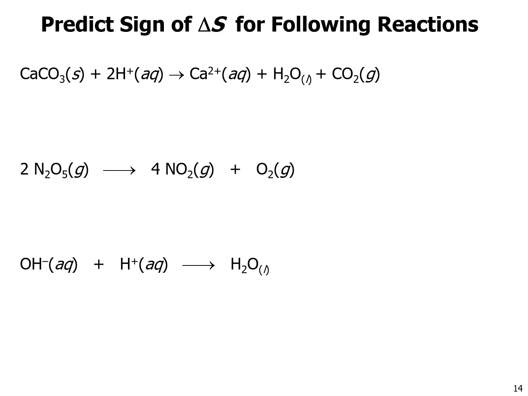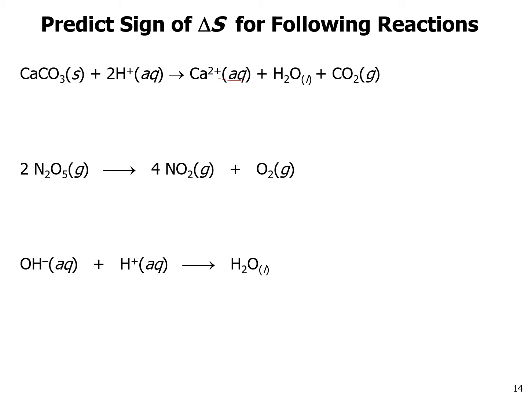Can you predict the sign of delta S for these reactions? In the first reaction, what do we have? We have calcium carbonate, which is a solid, reacts with proton, which is aqueous, changing to calcium ion, water, which is liquid, and carbon dioxide, which is gas. So this is a very heterogeneous phase reaction. We have different phases in one reaction. Now, what do you remember? We have something solid, something aqueous, something liquid, something gas.